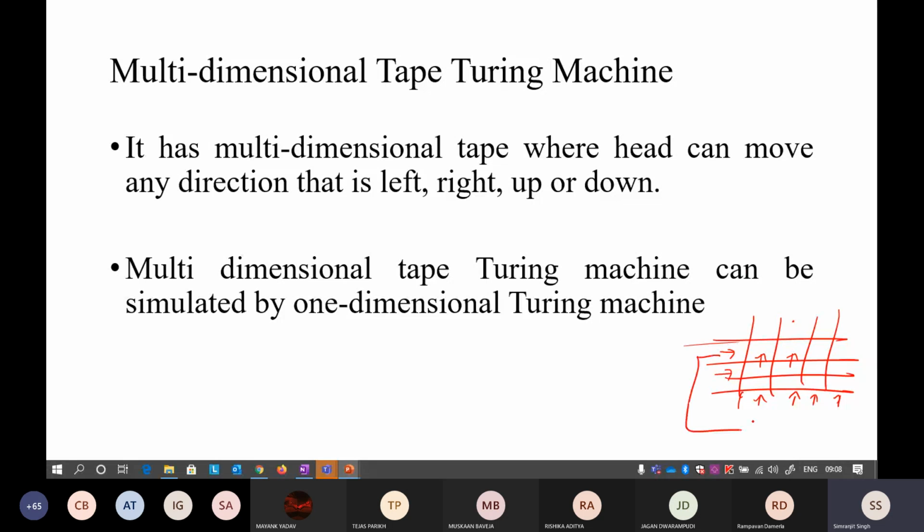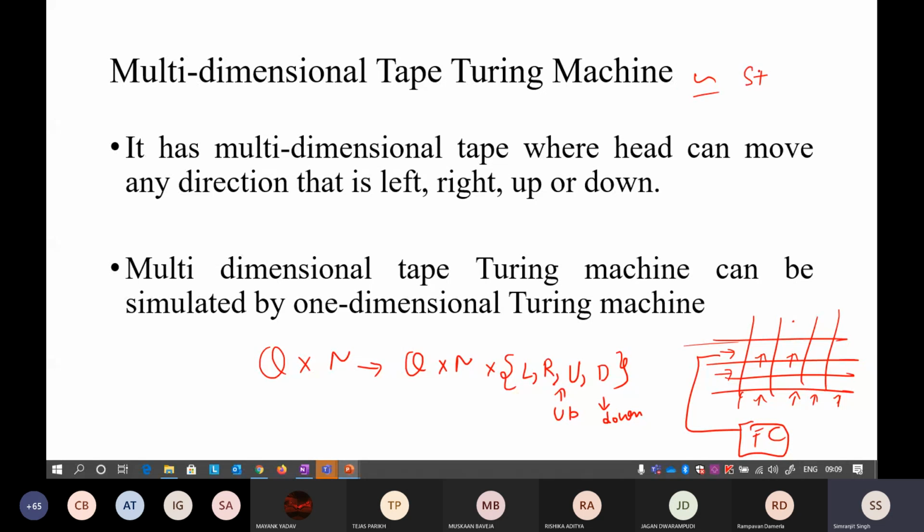Your finite control can be placed here. Now your transition function changes: Q cross gamma goes to Q cross gamma, and it can move towards left, right, up, or down. So only two symbols are added here. Again, this does not increase the power of a Turing machine. It is again equivalent to your standard Turing machine. Keep this in mind.